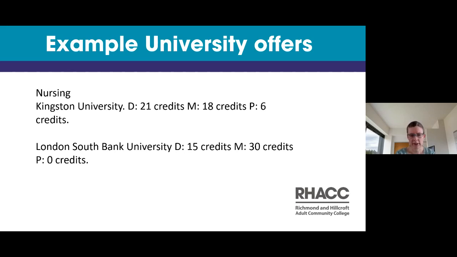Another example comparing entry requirements for nursing: Kingston University, 21 credits at distinction, 18 credits at merit, and 6 credits at pass. Whereas London South Bank University, 15 credits at distinction, 30 credits at merit, and no passes.